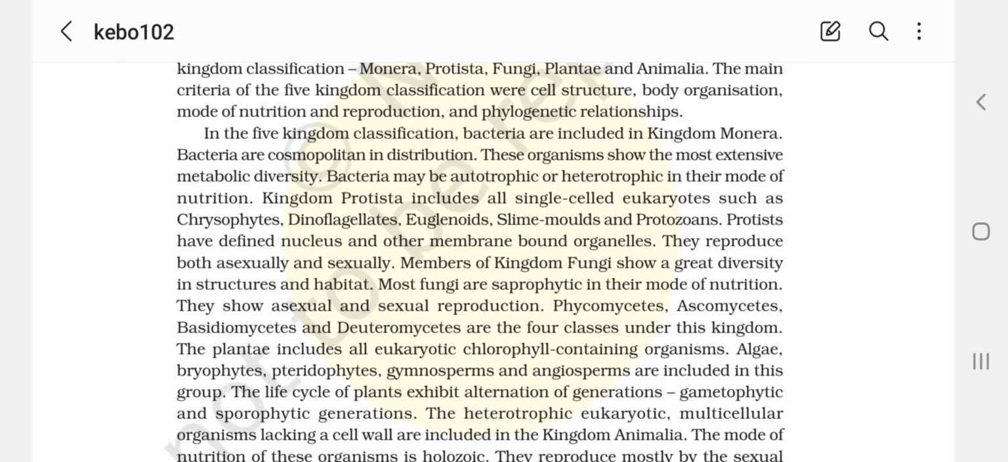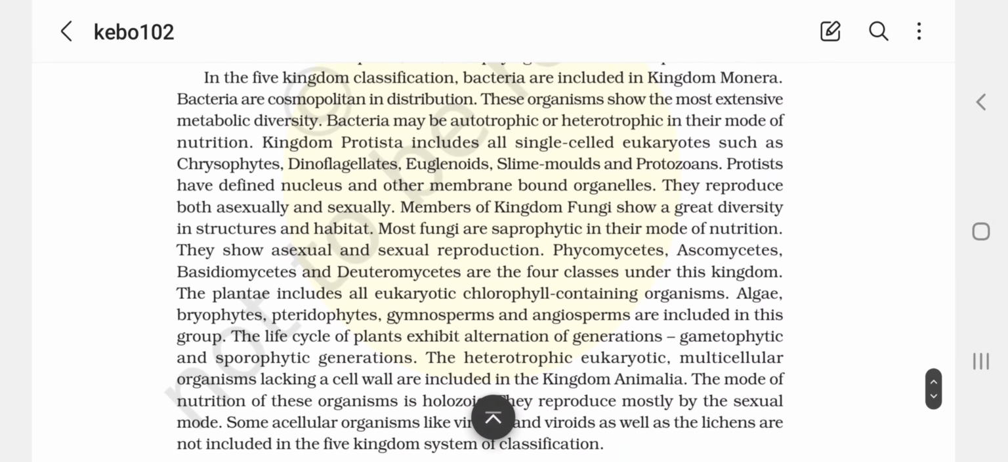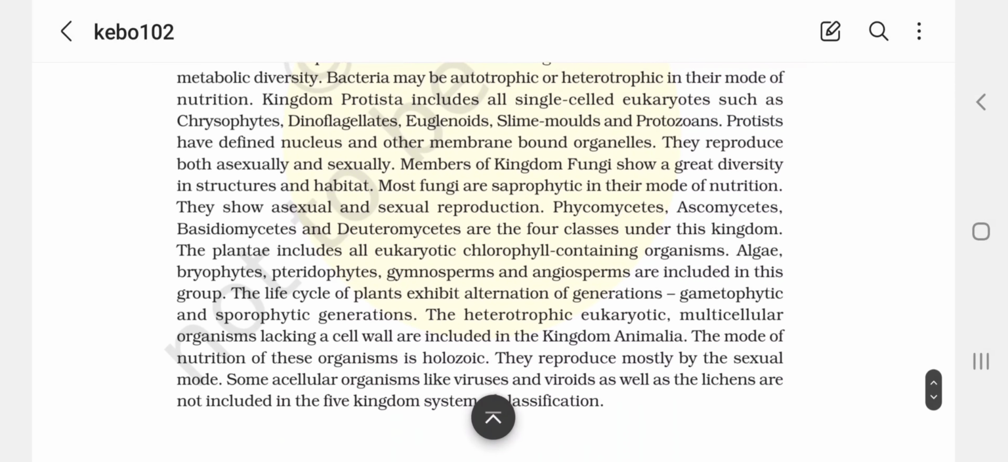Members of kingdom Fungi show great diversity in structures and habitat. Most fungi are saprophytic in their mode of nutrition. They show asexual and sexual reproduction. Phycomycetes, Ascomycetes, Basidiomycetes, and Deuteromycetes are the four classes under this kingdom. The Plantae includes all eukaryotic chlorophyll-containing organisms. Algae, bryophytes, pteridophytes, gymnosperms, and angiosperms are included in this group.